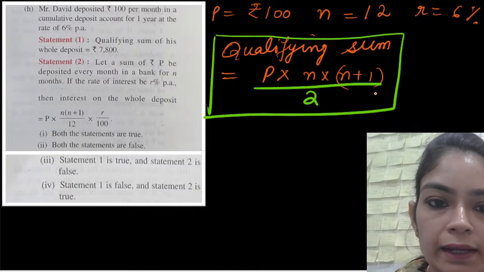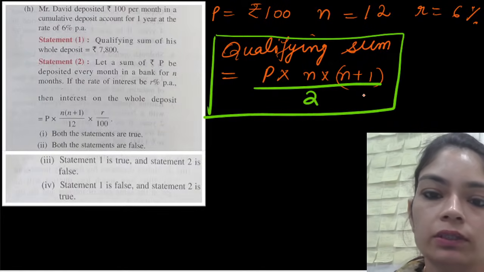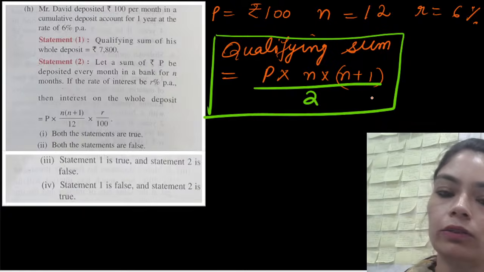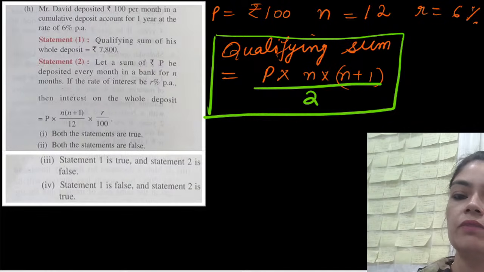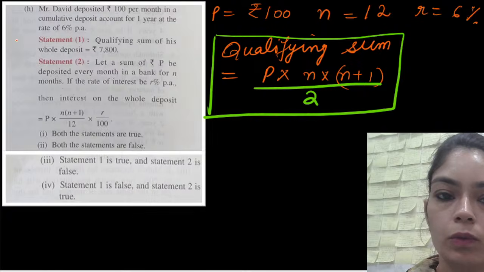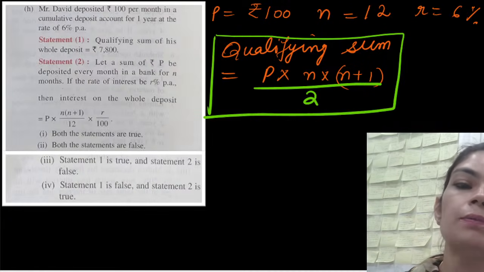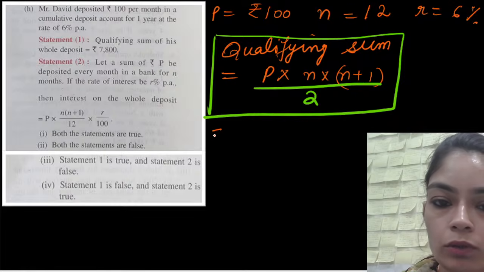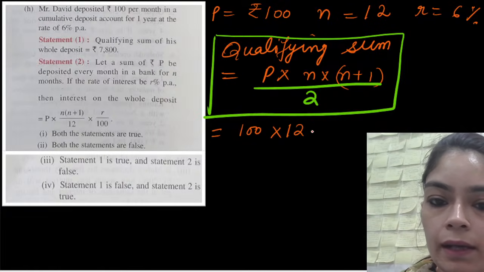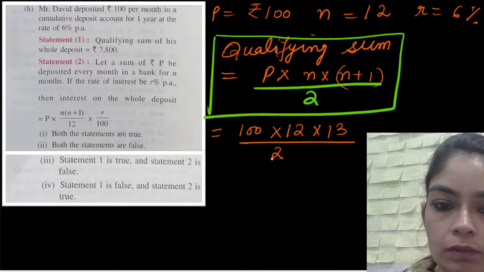So in the first one they are telling us the qualifying sum for this deposit is 7,800. So let's check. See, always in assertion and reason type of questions, the given information is true, whatever is given to us. The statements we have to check now. So I'm just going to use the formula: 100 into N is 12, N plus 1 is 13, by 2. So let's solve this one.